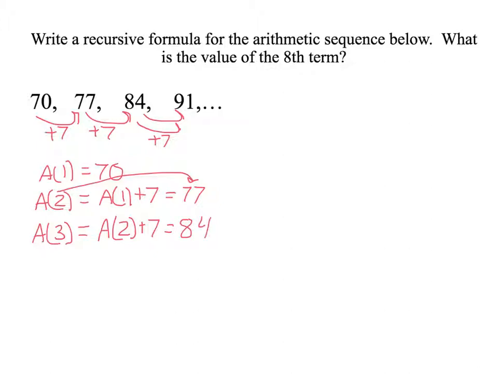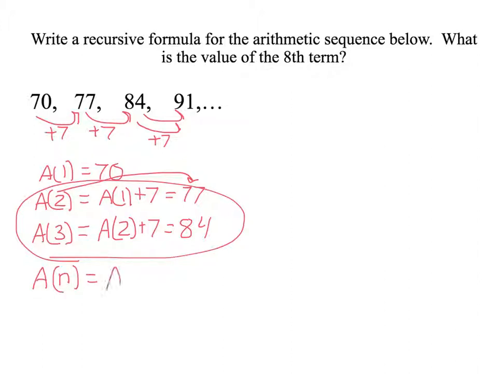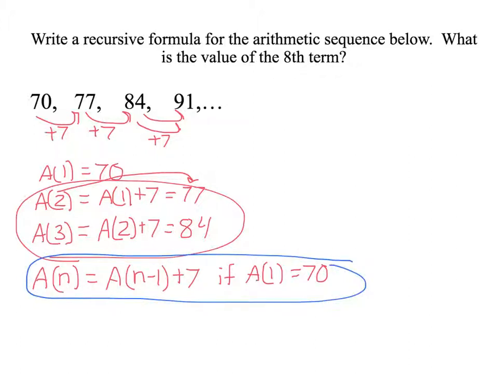Okay, you don't have to write all this out, but sometimes writing it out a couple times helps people realize. So if I need An, all I need to do is take A sub n minus 1, the term right before it, and add on 7. But you have to say A1 equals 70. Okay, you have to say what that first term was. So there's your recursive formula, and the first term is 70.